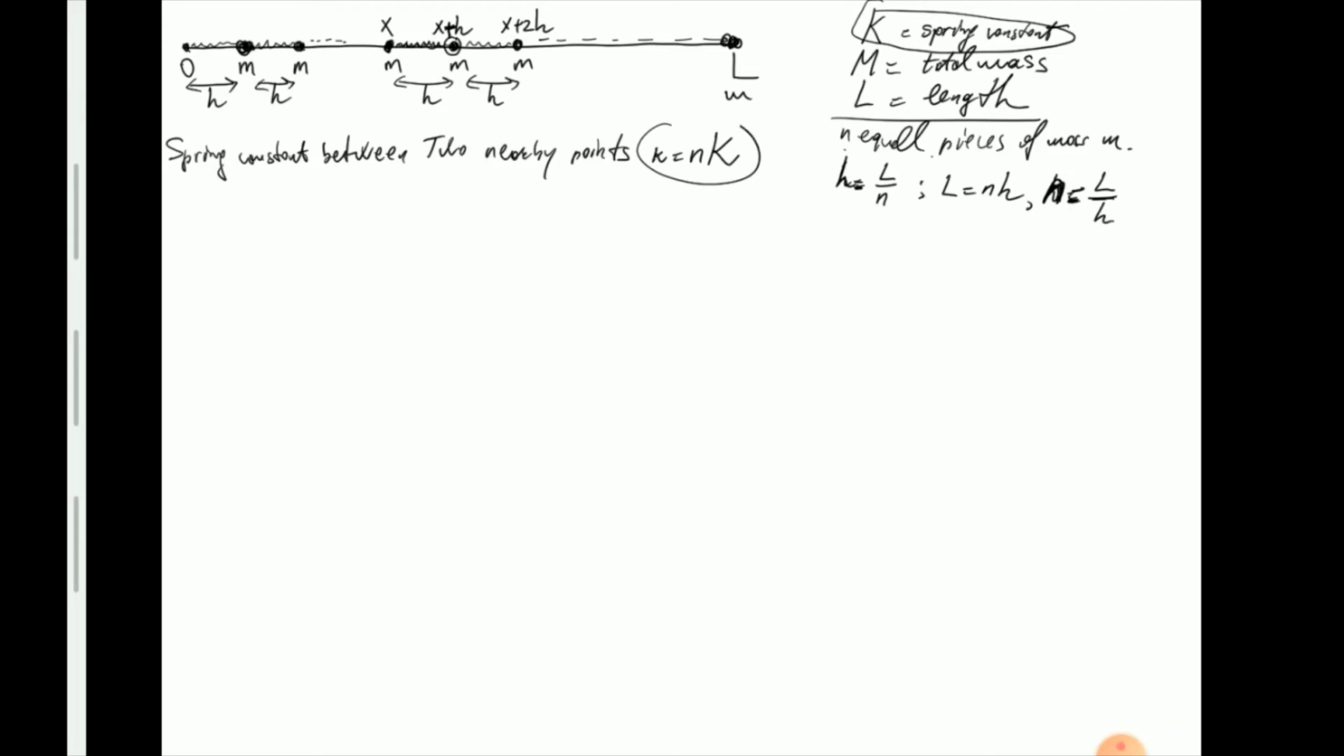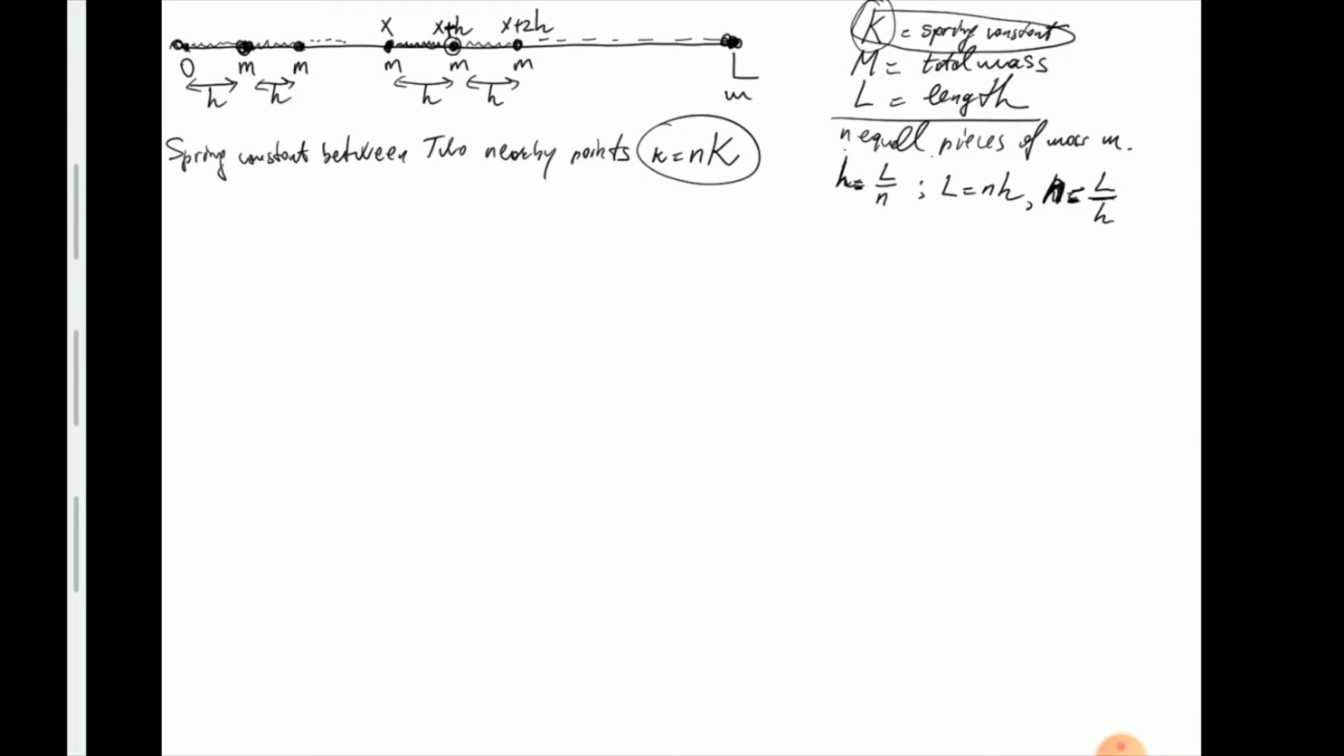This is again a little bit counterintuitive, but pause for a moment and just imagine you play with this string. You pull it from both ends, from 0 to L. How easy it is to do that is given by this big K. As you split this into n equal pieces, it's going to be n times harder to stretch it in the same manner if you pull it from two much closer points. So that's why the spring constant between two nearby points is higher, n times higher essentially than the original spring constant.